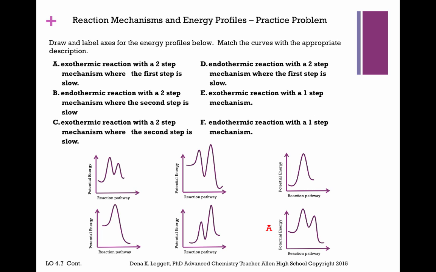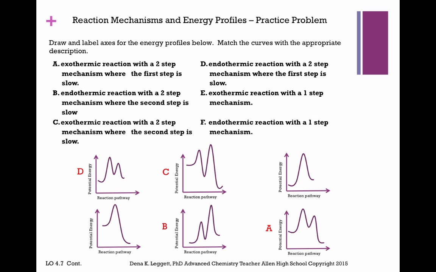B says endothermic reaction with a 2-step mechanism where second step is slow. Okay, so now we want 2 peaks. We want endothermic now, so your product should be higher. And we want the second step to be slow. Which one would that be? Bottom middle. Okay, then C, exothermic reaction with 2-step mechanism where second step is slow. Okay, top middle. And then the endothermic reaction, that's going to be the only other 2-step one left.